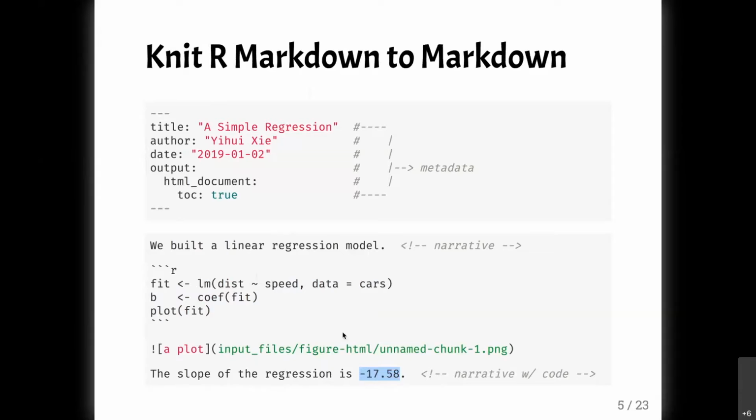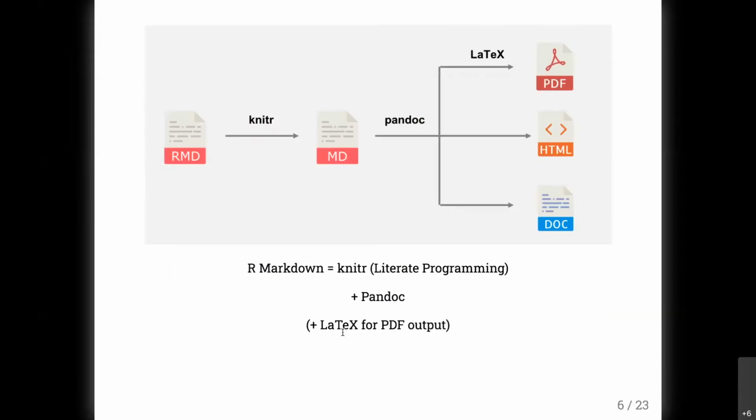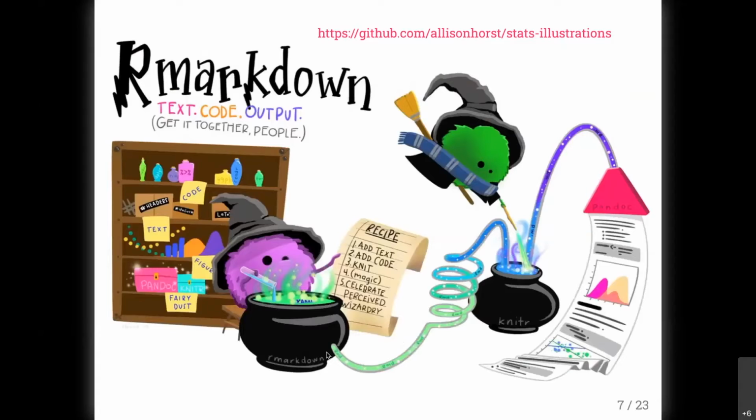If you are interested in some of the technical details, R Markdown is built on top of Knitr, which is for literate programming, and Pandoc, which is a tool to convert Markdown documents to other document formats. Some people might be more interested in this cute cartoon, which illustrates the process. You have an R Markdown document, it goes through Knitr and then through Pandoc, and finally you get a beautiful report.